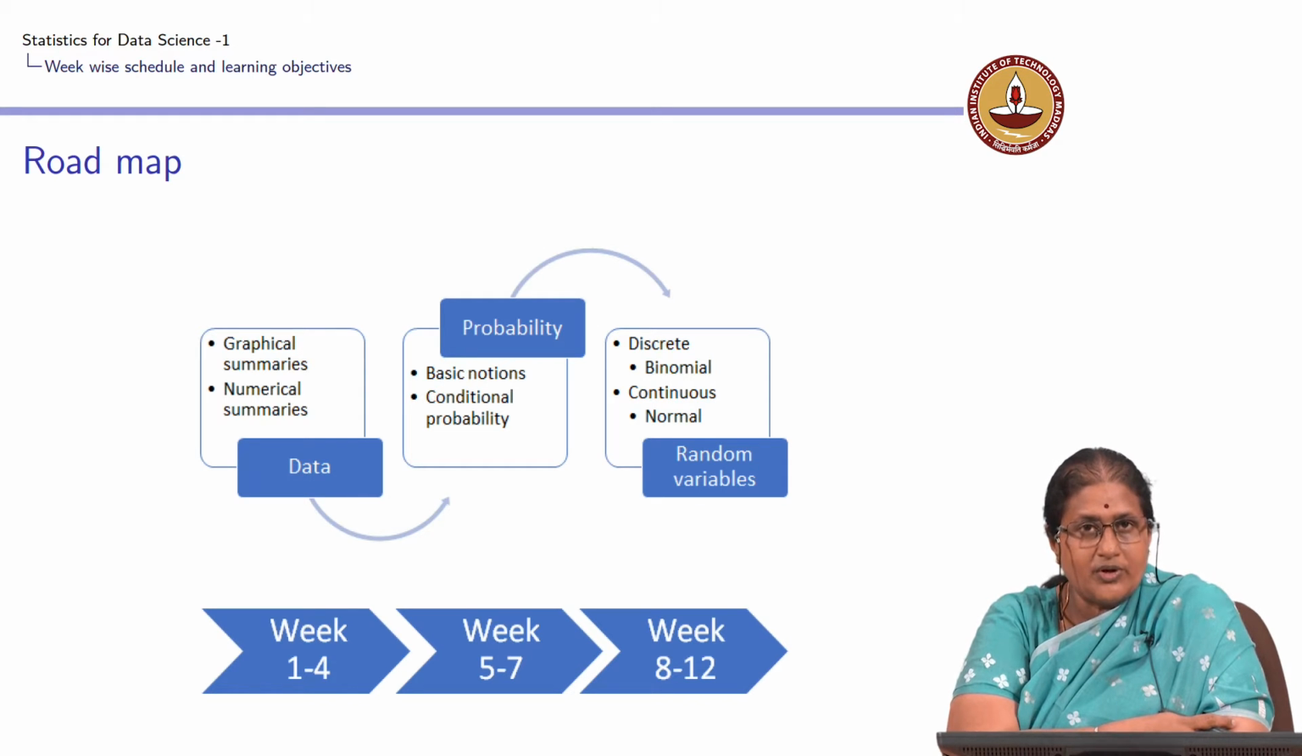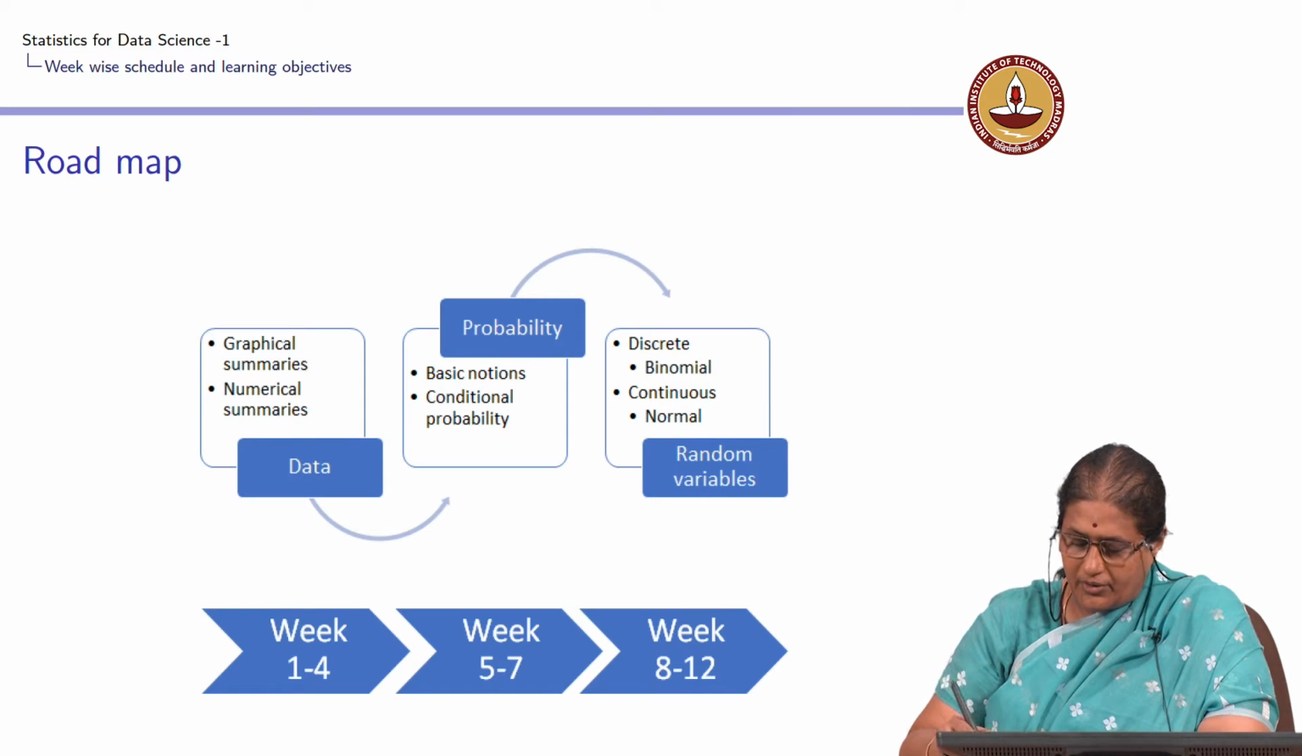Once we know about data, in these first 4 weeks, we are not dealing with any kind of uncertainty, but once we finish week 4, we move on to the concepts of probability. We learn basic notions of probability. We spend about 3 weeks understanding applications of probability, and then afterwards we move on to the notion of random variables, wherein we talk about discrete random variables and continuous random variables with specific focus on the binomial and normal distribution.